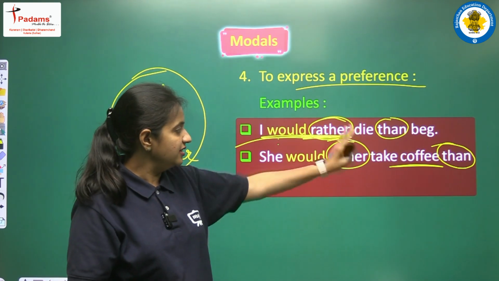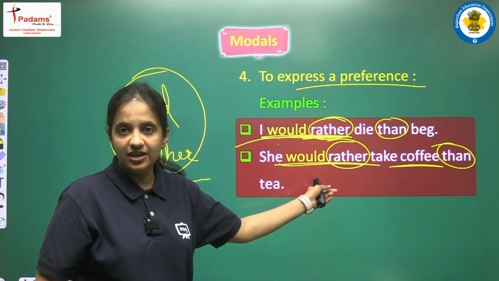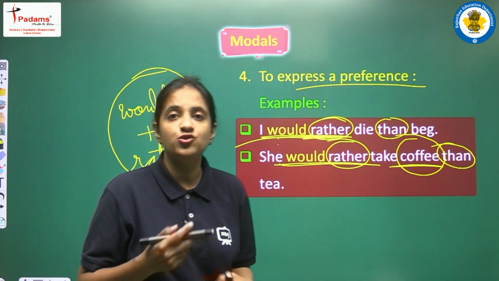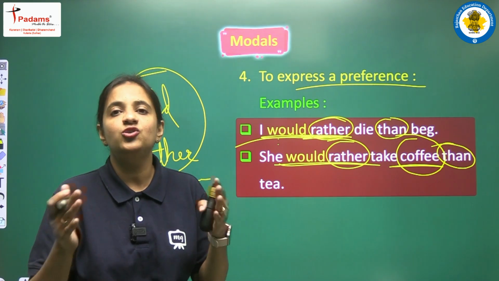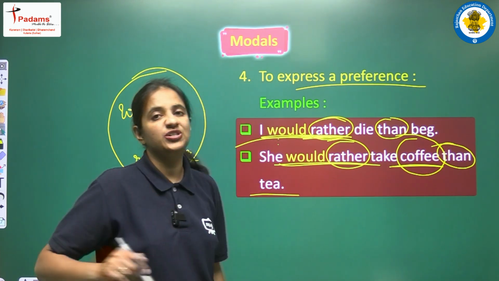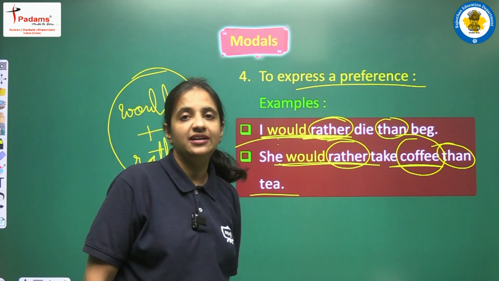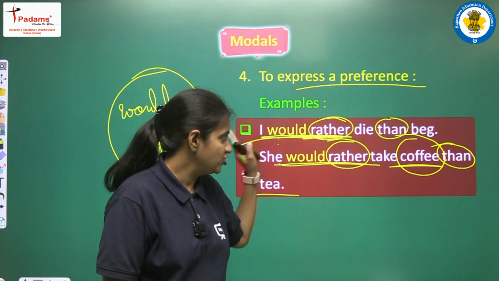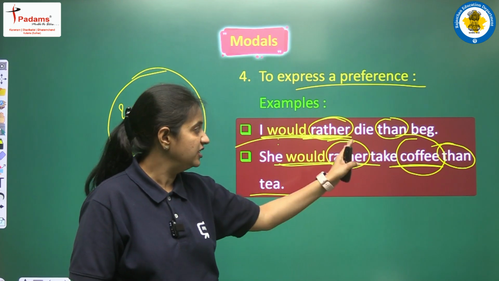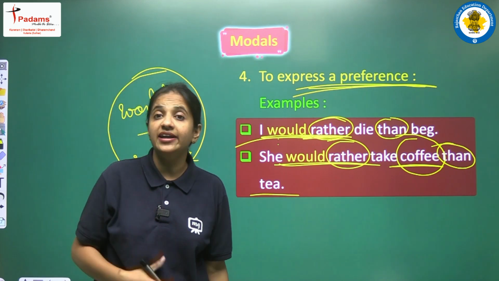So if we are writing this structure, that she would rather. So again we can see that rather will be there with would, or we can say after would, and then we have to write the option that she is actually choosing, the option that is the priority, and then we have to write then, and after that the second option. Okay, so in this manner we can make the sentence, she would rather take coffee than tea. So this will be the structure, and these words, rather and then, will be there, and with the help of this structure we can show someone's preference, we can show someone's priority.